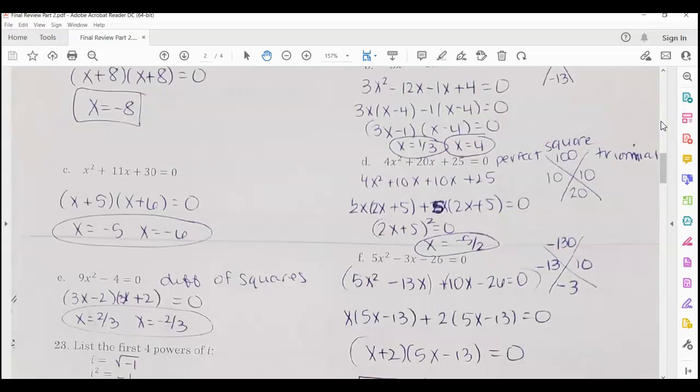So for factor by grouping, it's the first 2 terms, and then the last 2 terms, and the GCF. Okay, and then find your answer.